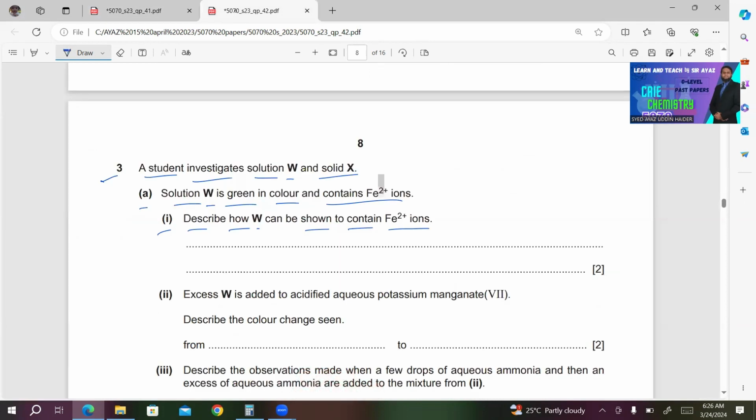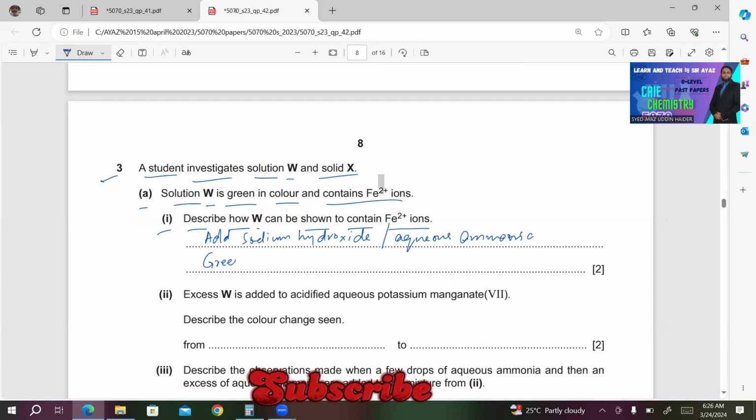So you can either write add sodium hydroxide or aqueous ammonia. The result is the same for both of these. So you can write green precipitate insoluble in excess.